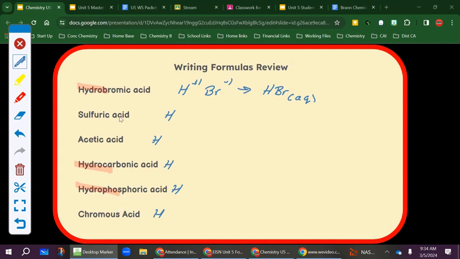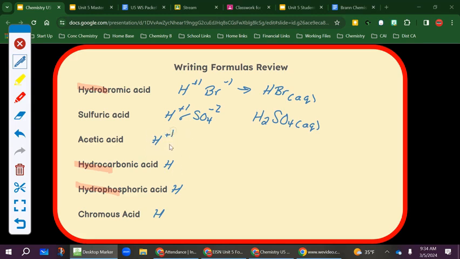For hydrosulfuric, I'm sorry, I said hydrosulfuric, but this is just sulfuric. Hydrogen is with the polyatomic ion sulfate. ATE ending gives us an ic acid. Sulfate is SO4, charge of -2. When we balance these with the crisscross method, we get H2SO4, and it is aqueous. Questions?